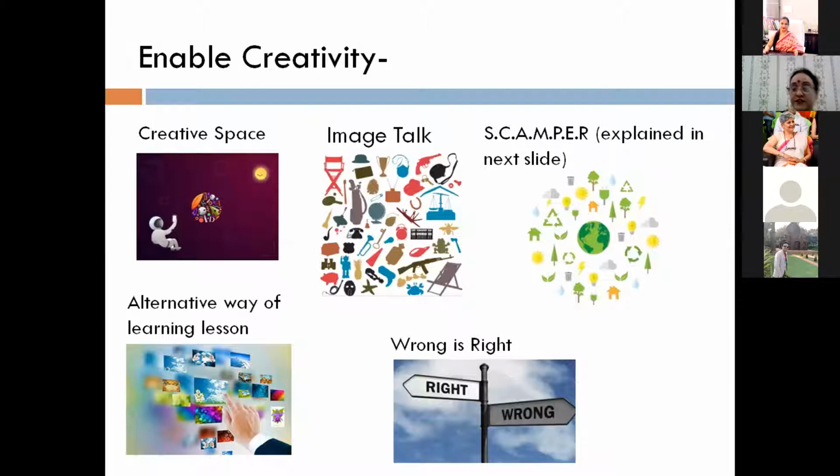Now, wrong is right and right is wrong. It could be seen as right. Wrong is always wrong, but can be taken up as a right thing. We can always alter that.